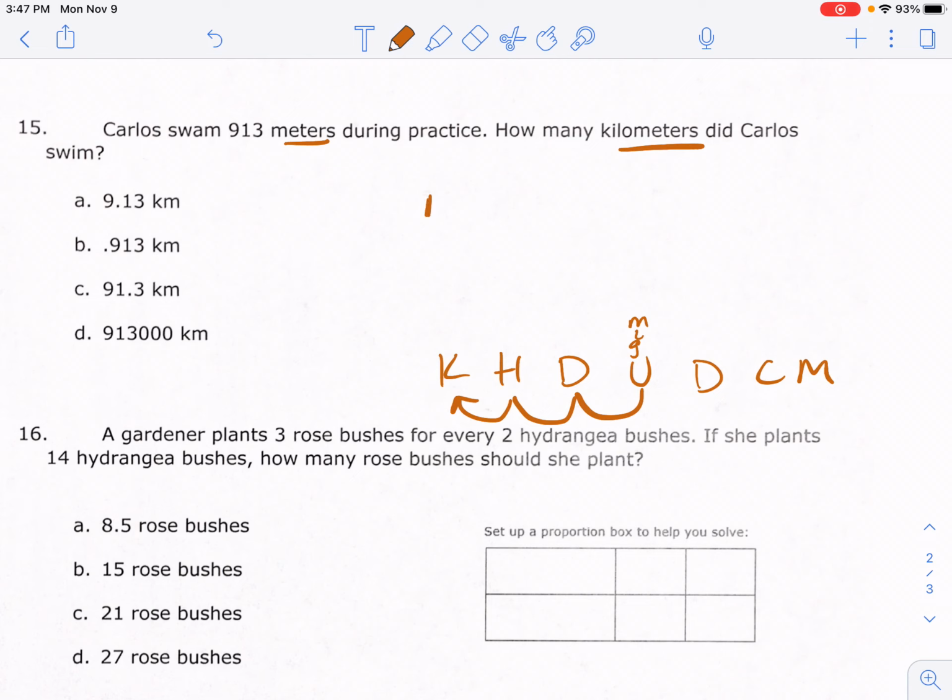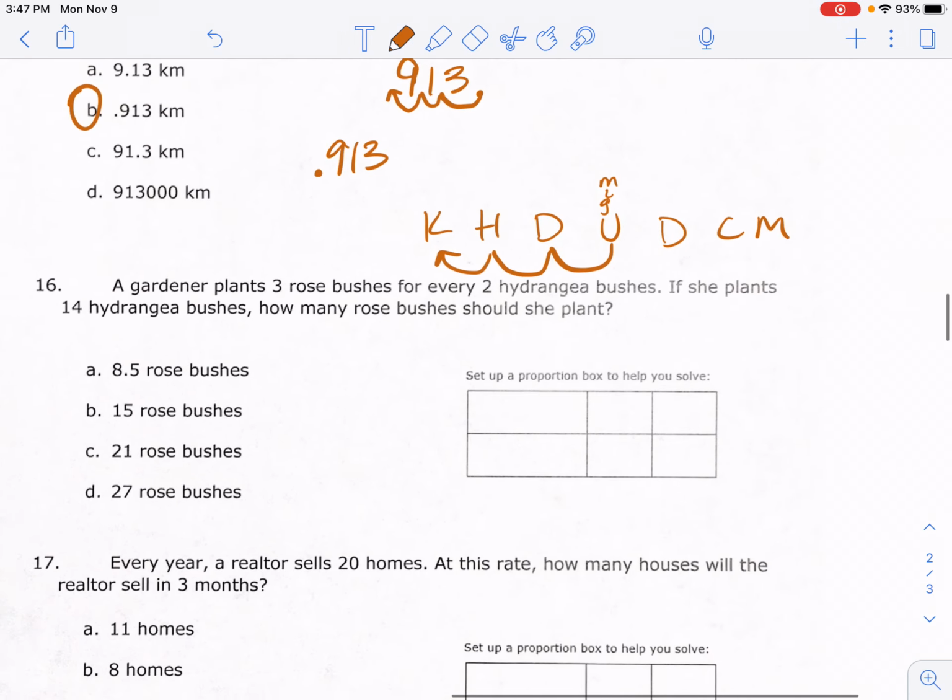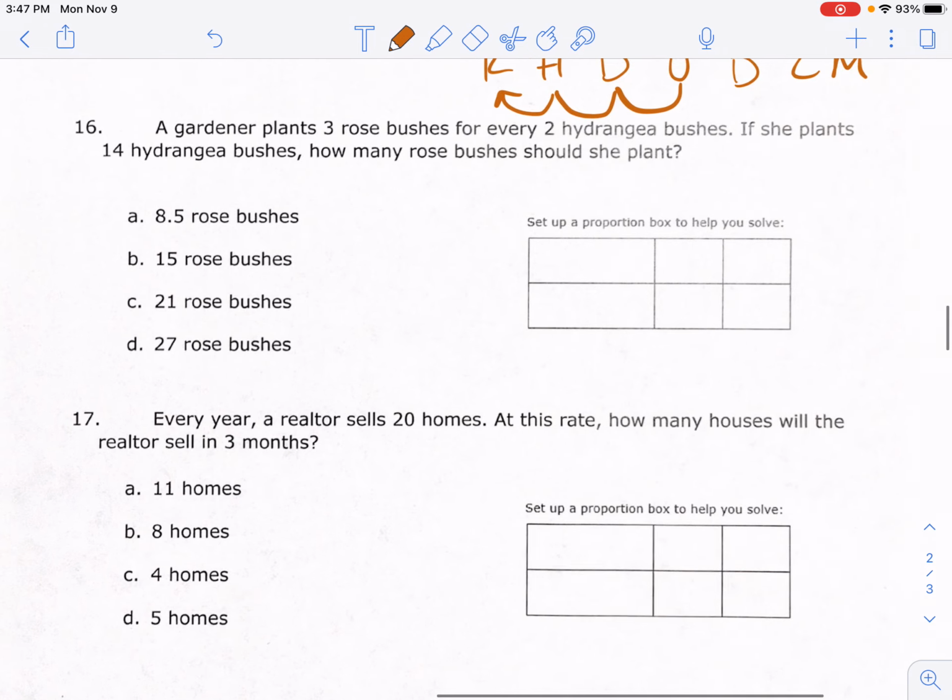So I'm going to take my 913. My decimal is out here right now. I'm going 1, 2, 3 to the left. That puts it right in front of my 9. So right here, 913 thousandths of a kilometer. So almost 1 kilometer. And number 16, last one in this video.